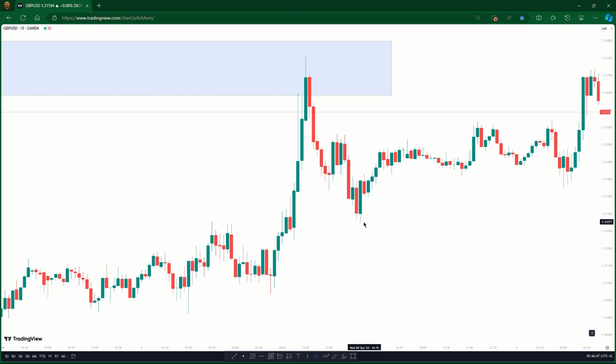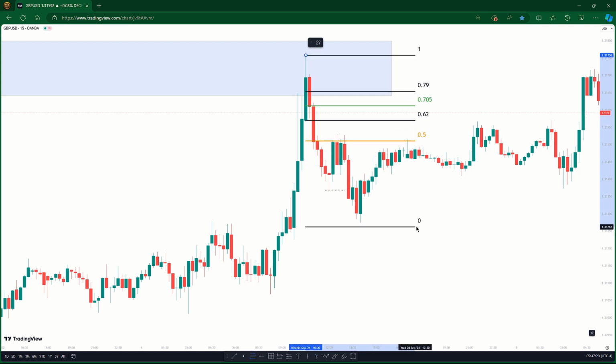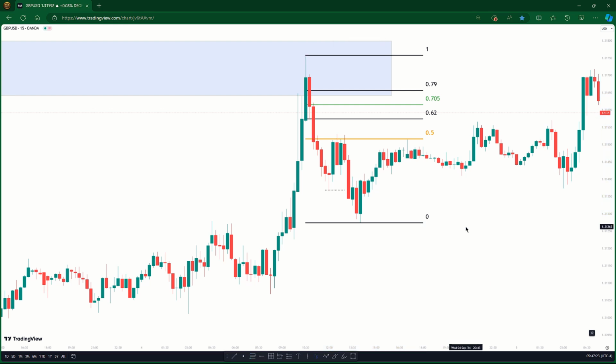It takes out that external range liquidity here. Okay, it's taken out, and then you can see after taking out that external range liquidity, there's a fair value gap here. But the market, like I said, won't always just go to the first fair value gap that shows up. Okay, maybe it's trying to react to the premium of that movement, this whole movement here. You can see the market trying to go back.